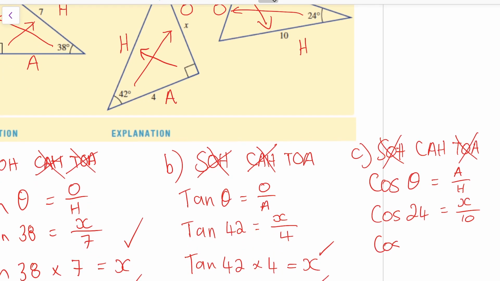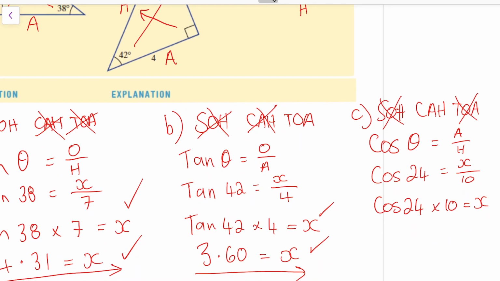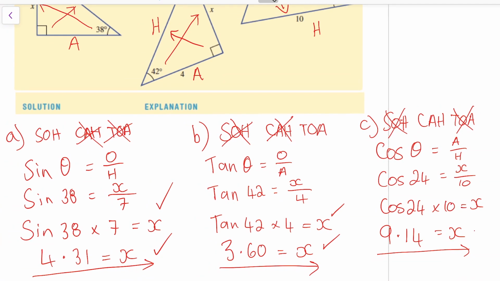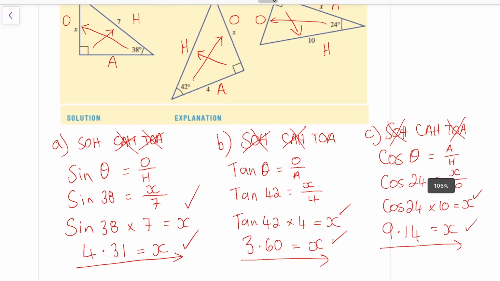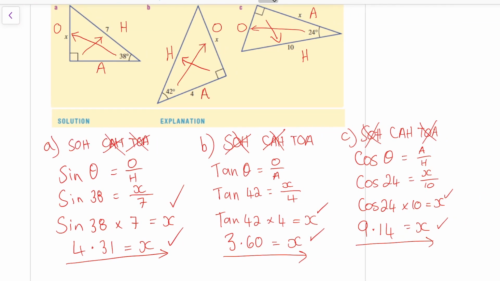Cos 24 times 10 is equal to x. Know how you use your calculator. Type that in, and the answer you should get to 2 decimal places is 9.14 is equal to x. Fabulous. 2 marks. I'm expecting working out to be shown for your classwork today, and obviously the answer, make sure you round it correctly and mark the questions as you go.